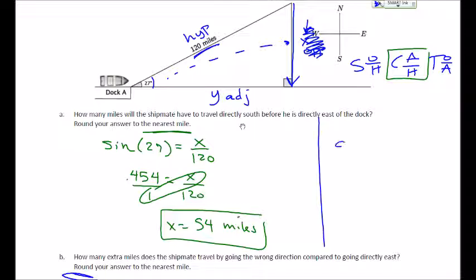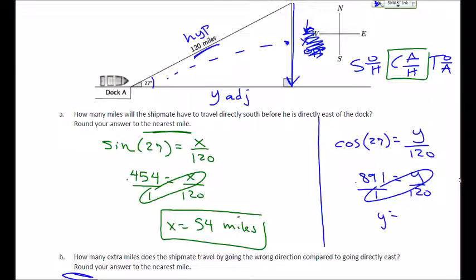So I know that the cosine of the same angle, 27 degrees, is equal to the adjacent, which is y, divided by the hypotenuse, which is 120. The cosine of 27 degrees is 0.891, which is equal to y over 120. I then make it look like a proportion, and I cross multiply, and y is equal to 0.891 times 120, which is, well, this is the answer, and it's right to the nearest mile. And so it's 107 miles. So this length down here is 107 miles.